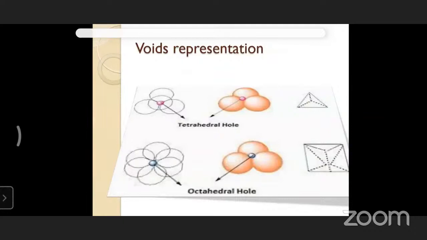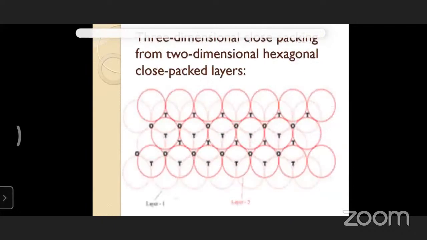Here, once you see, the voids representation is here. Here the first layer is there. The second layer, 3 atoms are here. And between these 3 atoms, an empty space is coming, or not? Between these 3 atoms, empty space is there. Here also empty space, here also empty space is there. So wherever we get an empty space, that space is in contact with how many atoms? With 4 atoms.